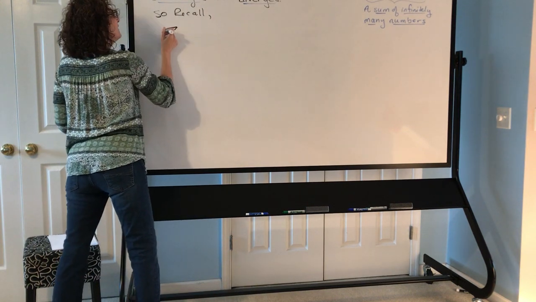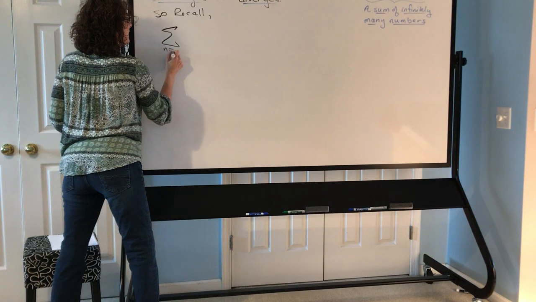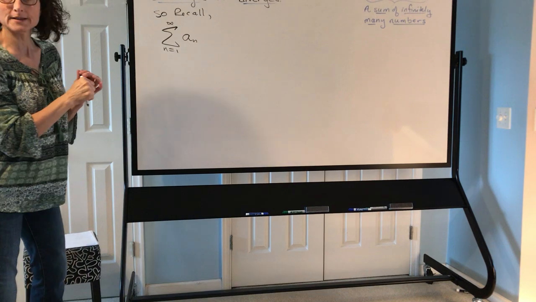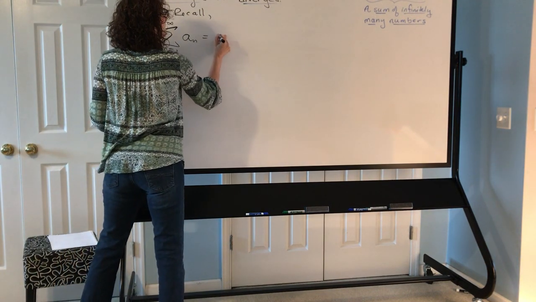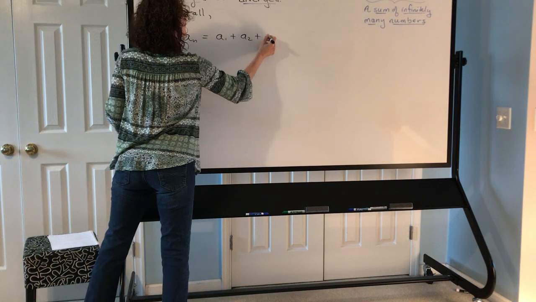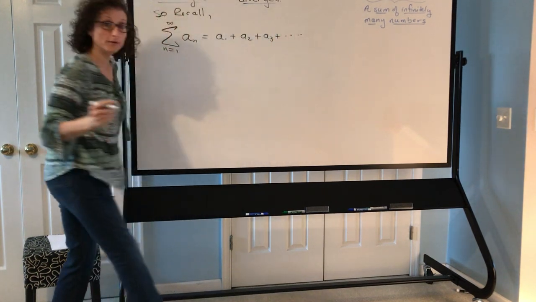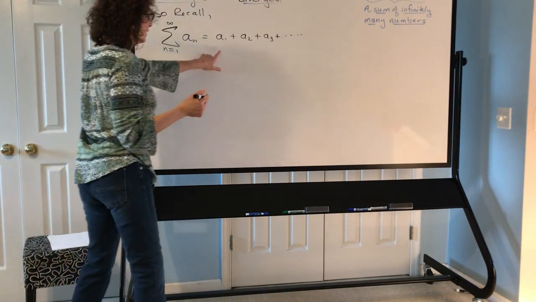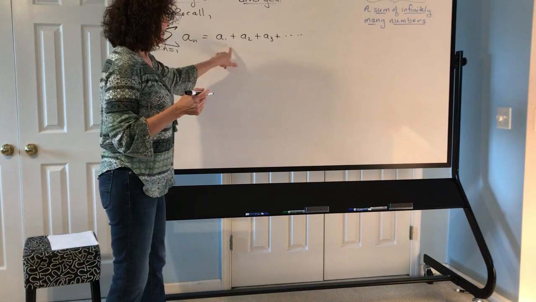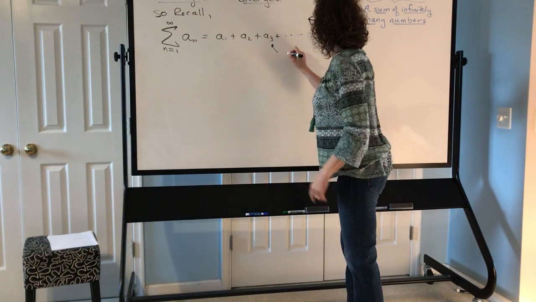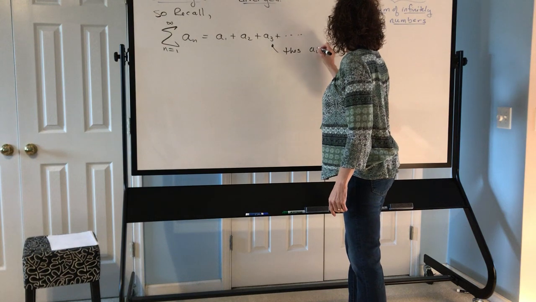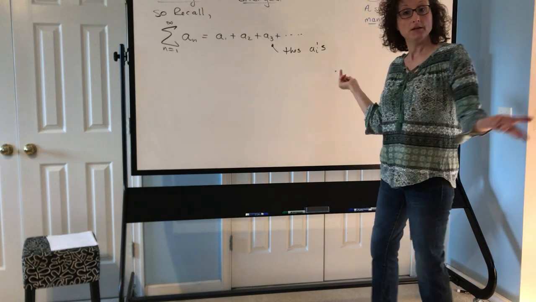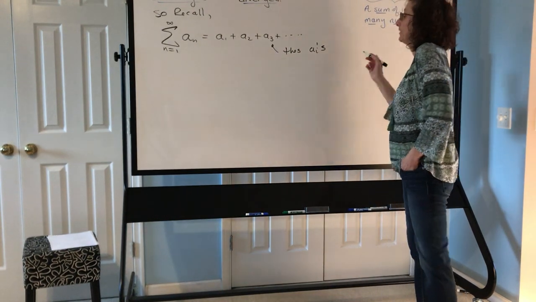Let's recall that we have the sum n equals 1 to infinity of a sub n. What does that mean? It just means a1 plus a2 plus a3 on and on and on forever, right? So here, what we've been talking about is that these little numbers, these a sub i's, each one of these numbers, they could be positive or negative, right? They could be positive or negative.